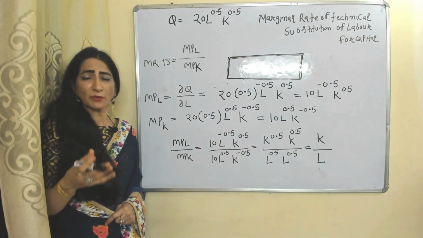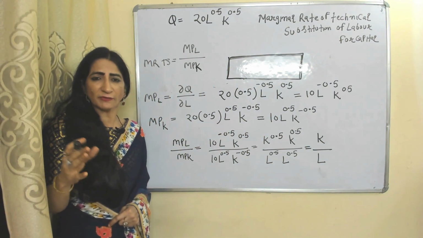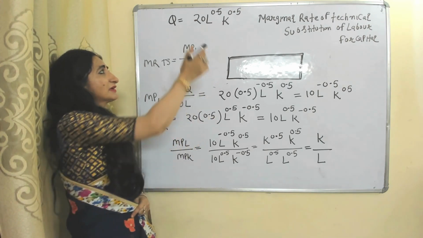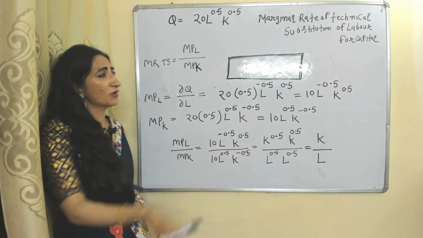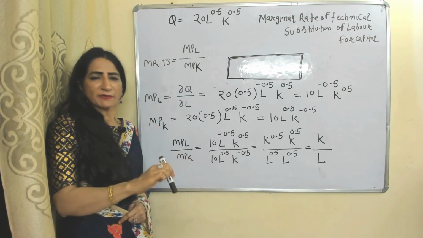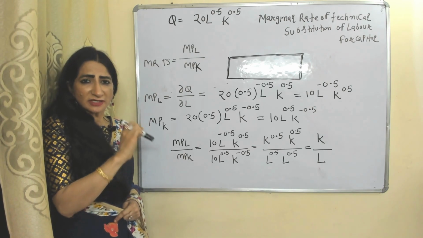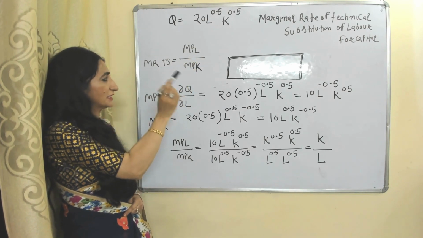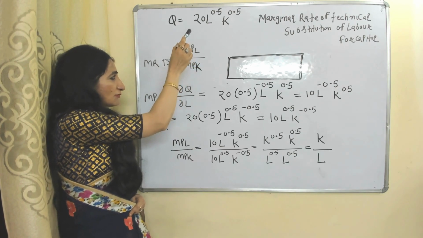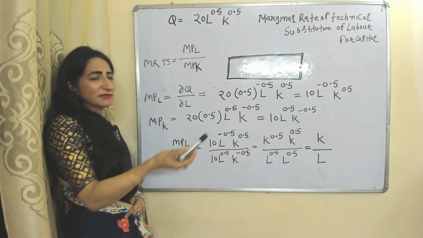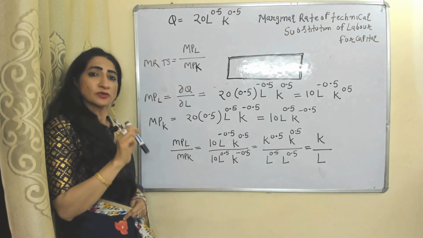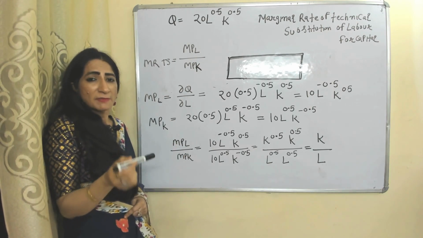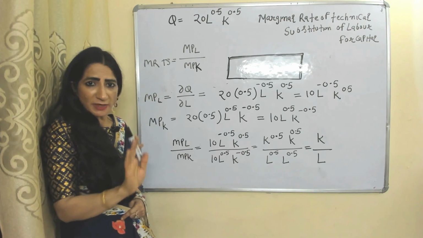Now very quickly we will see how to find the marginal rate of technical substitution of labor for capital. Sometimes they can ask in the exam: this is our given production function and we have to find the marginal rate of technical substitution of labor for capital. Marginal rate of technical substitution of labor for capital is the ratio of marginal product of labor to marginal product of capital. In order to find the marginal product of labor, we will do a partial derivative of the production function with respect to labor. And in order to find the marginal product of capital, we will do a partial derivative of the production function with respect to capital.